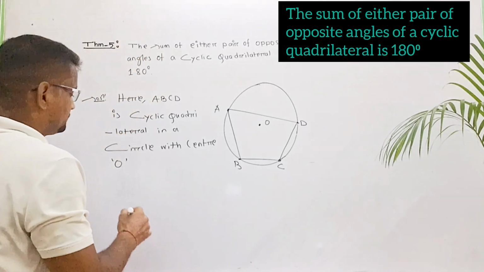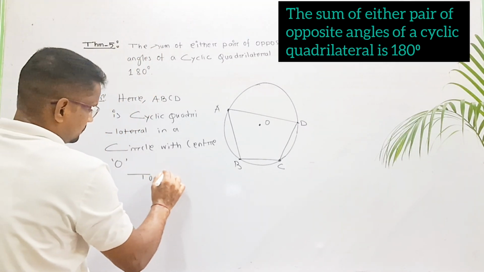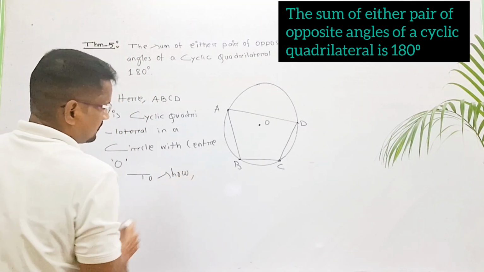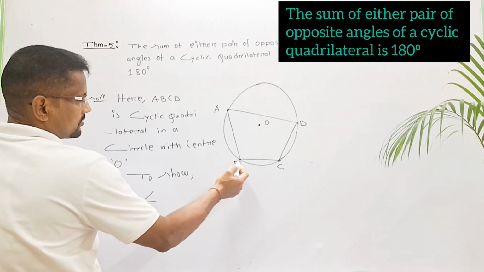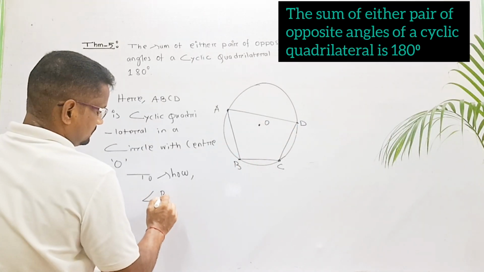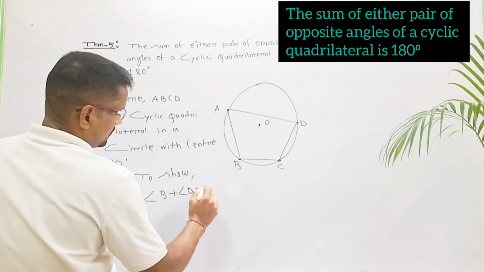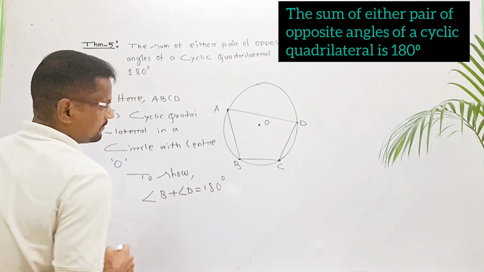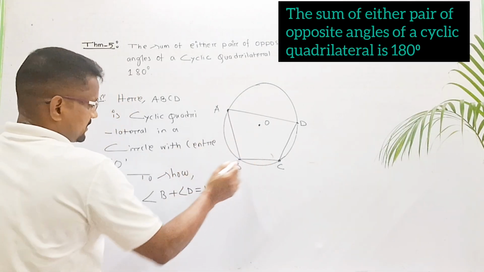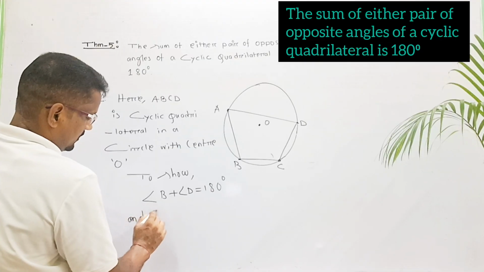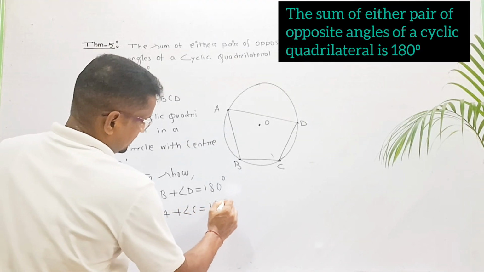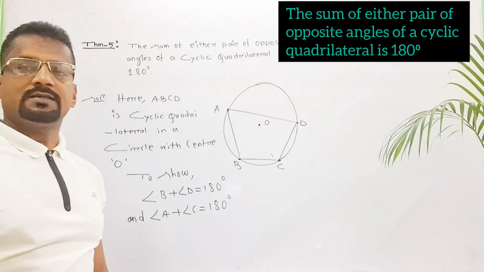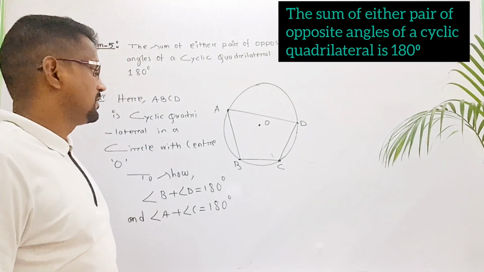To show what? To show angle B plus angle D, opposite angles, equal to 180 degrees. Then angle A plus angle C, again you have to show angle A plus angle C equal to 180 degrees. Means opposite angles are supplementary.